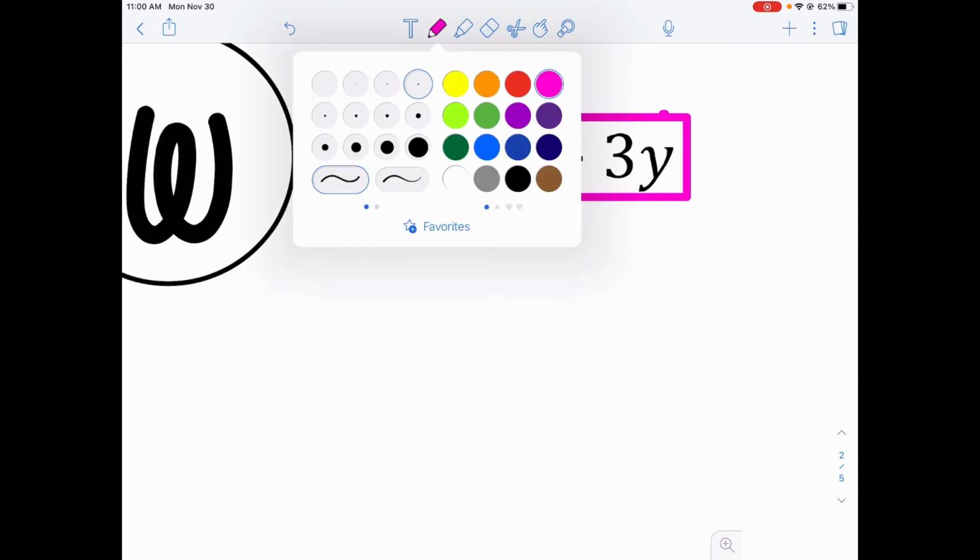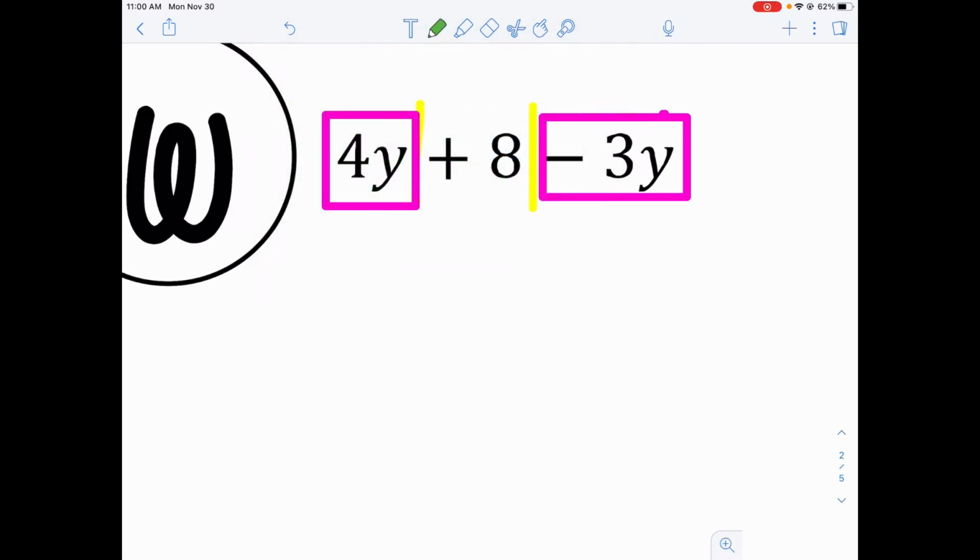I'm going to change color and I'm going to change shape. I see I have one constant, so I'm just going to put it in its own little circle. If I had another constant, I would put a circle around it as well. Now I'm going to link my like terms.